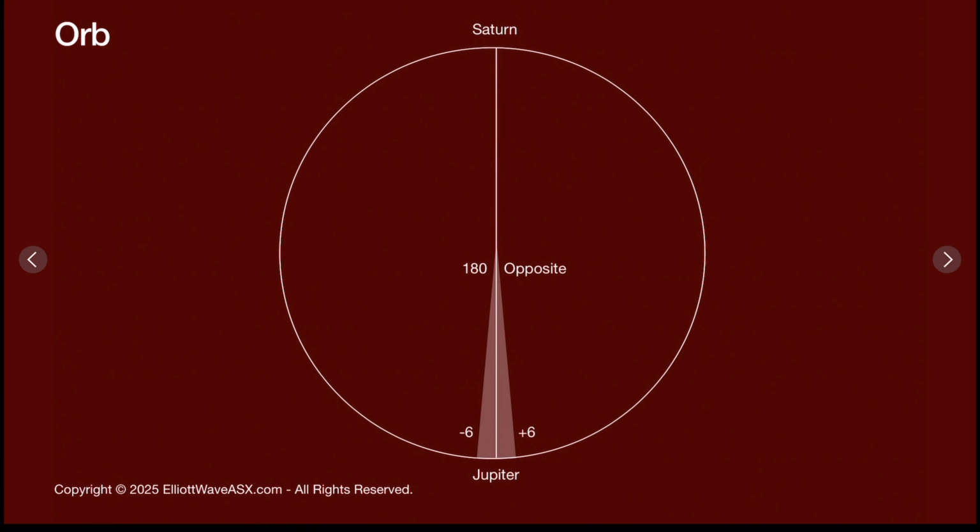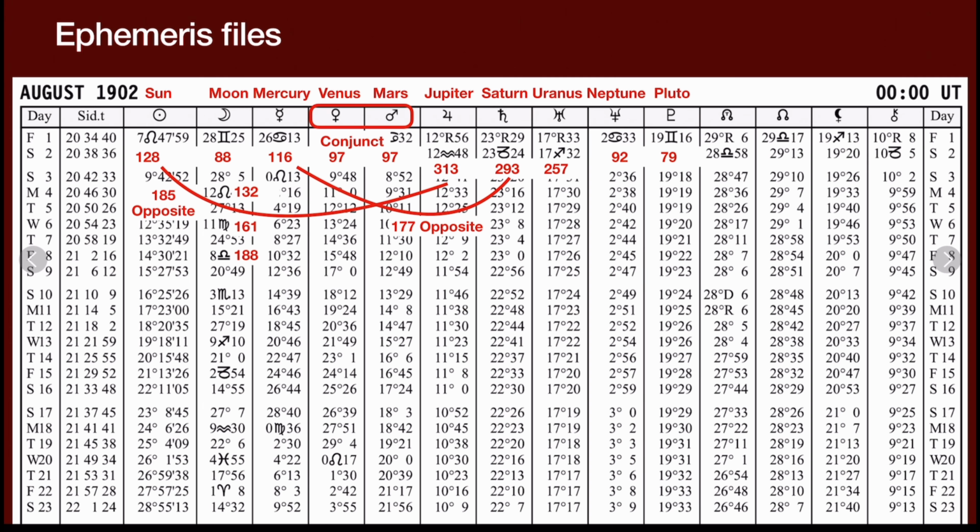Now back to the ephemeris. Now we've got Saturn at 293 degrees and Mercury at 116. So they're 177 degrees apart and opposite. We've got Jupiter at 313 degrees and the Sun at 128. So they're 185 degrees apart, and again they're opposite. And both those examples, they're within that 6-degree orb.